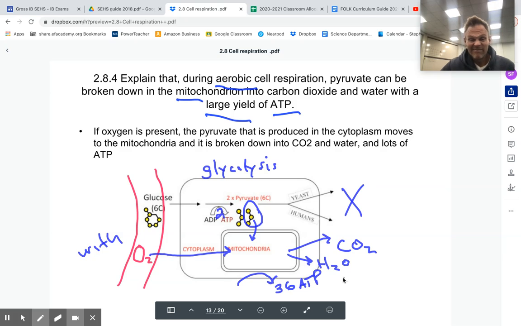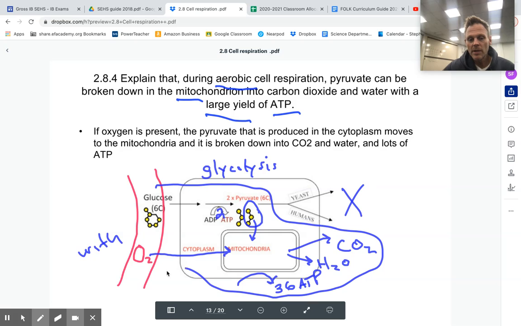And that's it. That's all that you need to know for aerobic cell respiration. This occurs in both yeast and animals if there's oxygen present, right? So this process will occur when there's oxygen present in both yeast and animals. So yeah, that's aerobic cell respiration.